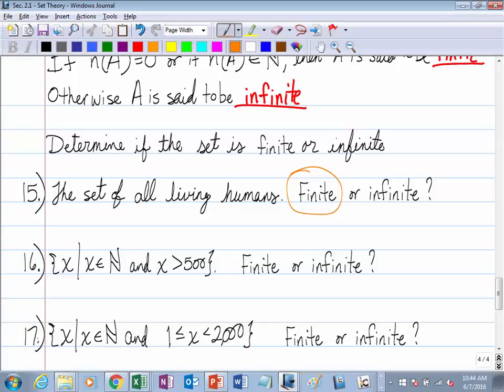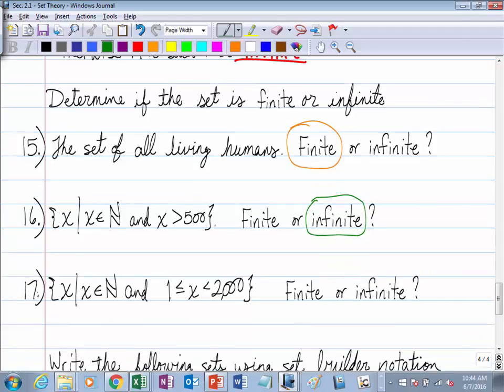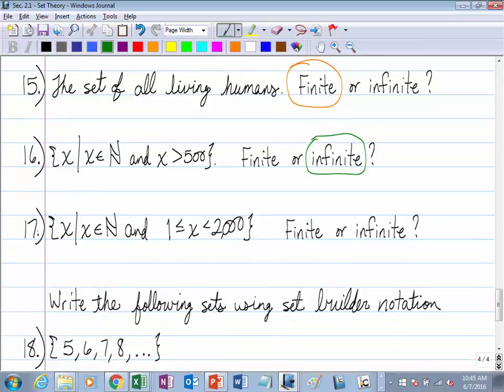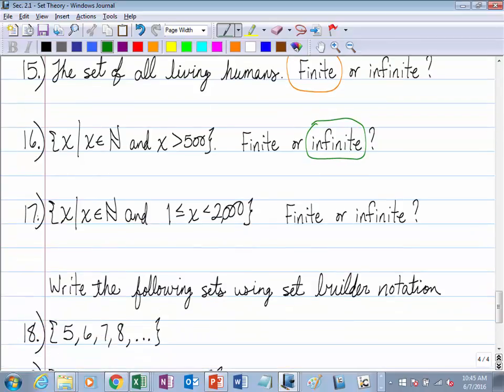All right, so number 16 is all of the natural numbers that are greater than 500. That is infinite. And then all of the natural numbers that are between 1 and 2,000. That is finite.